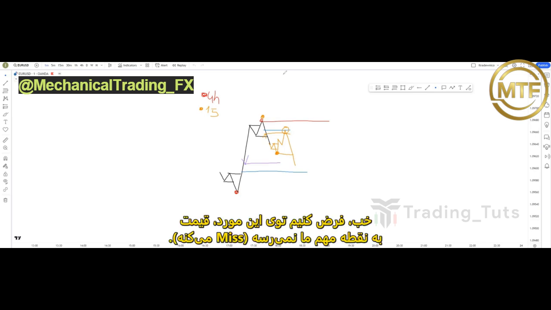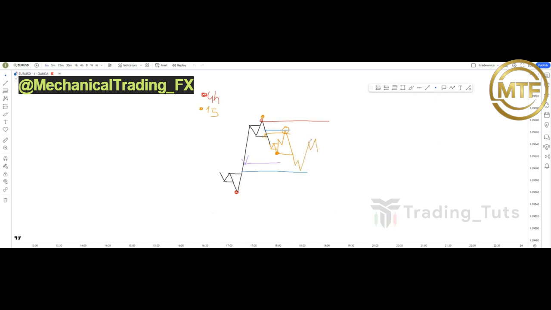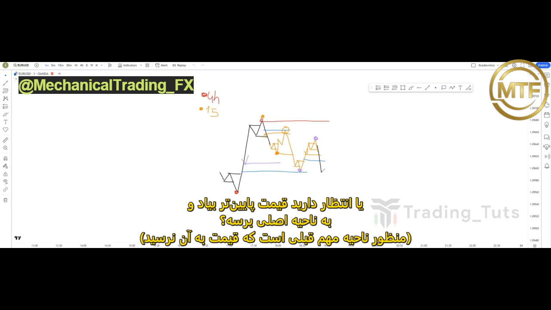Right, so let's say in this case price misses our POI, makes a QM and forms a new range right here. And let's call this a purple range from here to here. Are you willing to take a long from, let's say, a key level with liquidity above? Ask yourself this question. Are you willing to take the long right here? Or will you expect price to come lower and reach a POI?